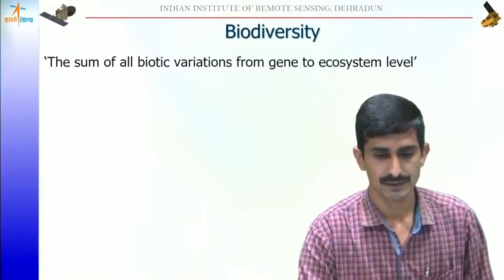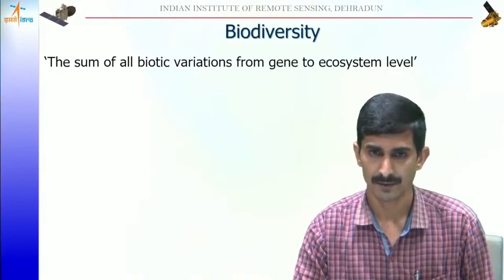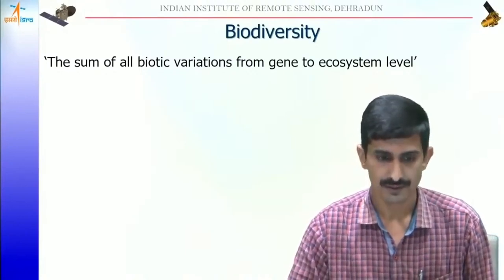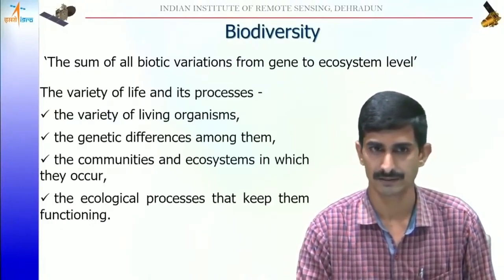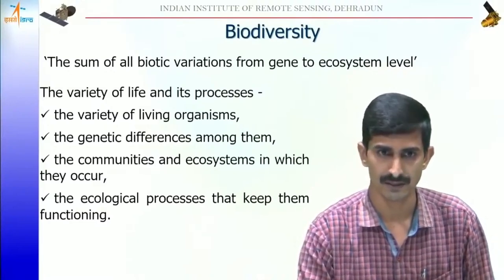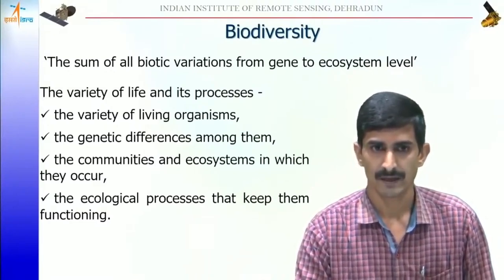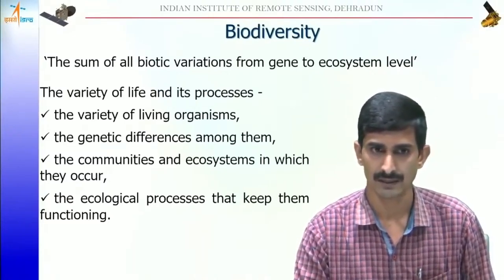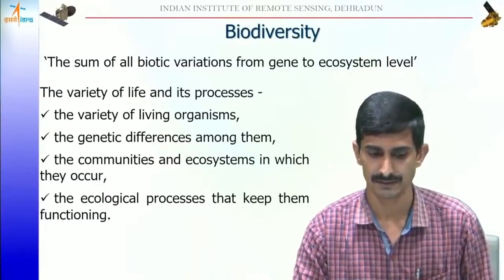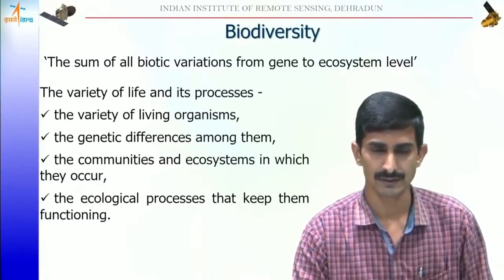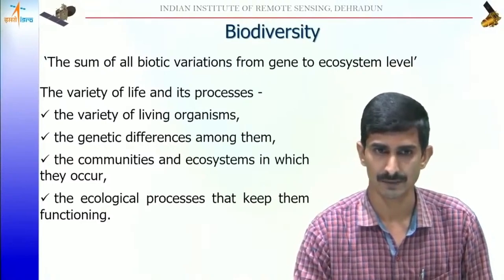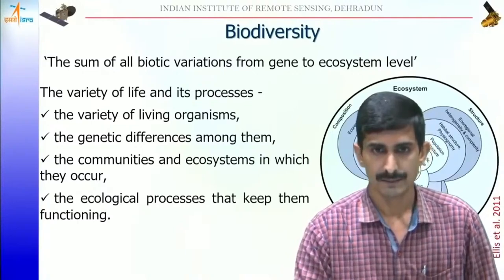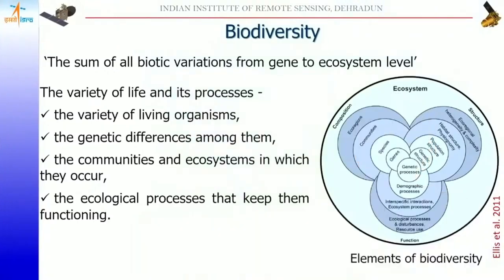If you see holistically, biodiversity is the sum of all the biotic variation from the gene to the ecosystem level. So it comprises the variety of life and its processes, the variety of living organisms, and the genetic differences among them, and the community and ecosystem variations, and the overall ecological processes that keep them functioning in an ecosystem. So it includes the number of species, the communities, and the ecosystem diversity over a landscape. And it can be depicted like this from the genetic level.